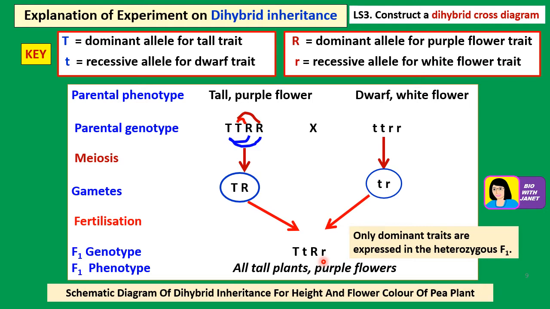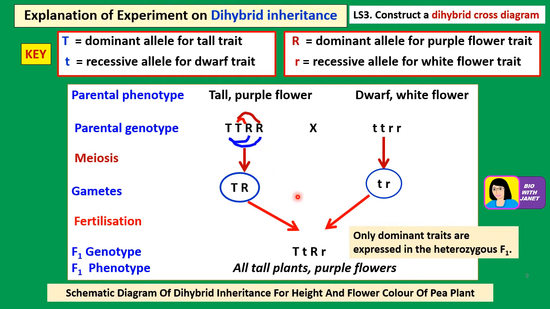Which are the offspring of the parents. And here, this plant is tall with purple flowers, since it has the dominant allele for tall stem trait, big T, and has the dominant allele for purple flower trait, which is big R. However, it is not the same as this parent here, because it is heterozygous. It does have the recessive alleles too, unlike this parent here.